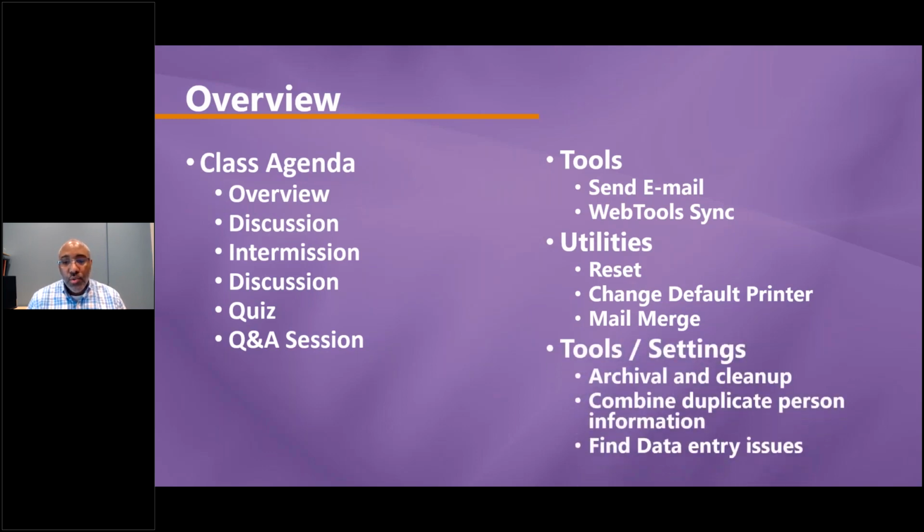Then we're going to show tools and settings, and you've probably noticed the tools and settings button on the main menu on the membership module now. It's a big button there, and there's a bunch of tools in there. So we're going to show archival and cleanup. We're going to show combining duplicate person information. We're going to show you how to find data entry issues.